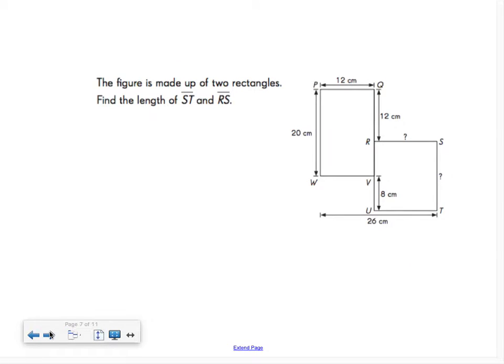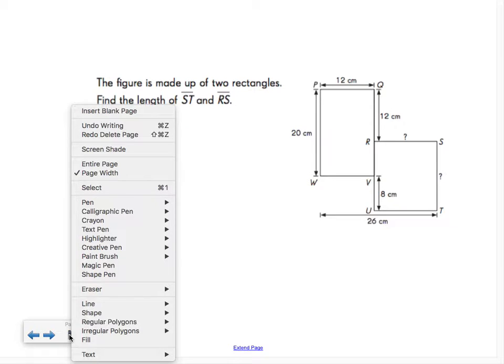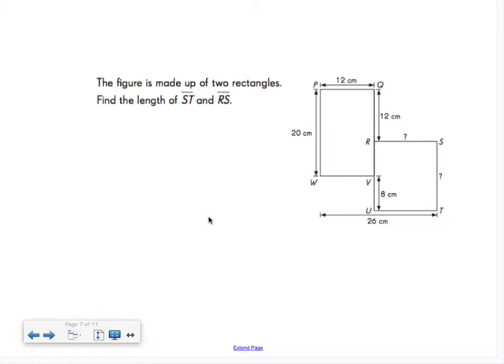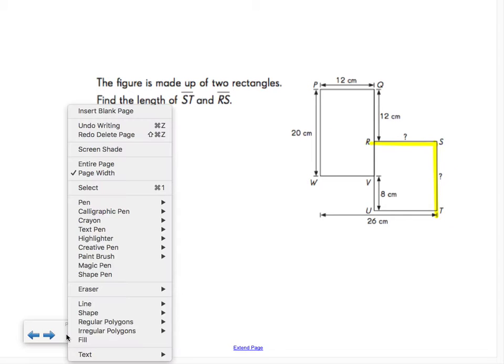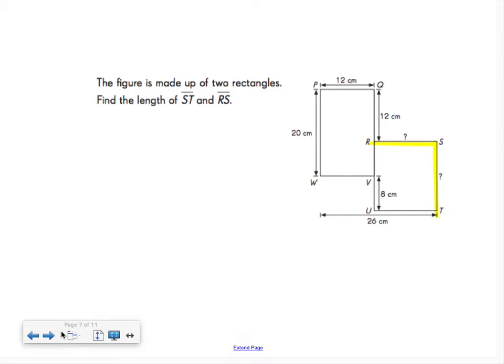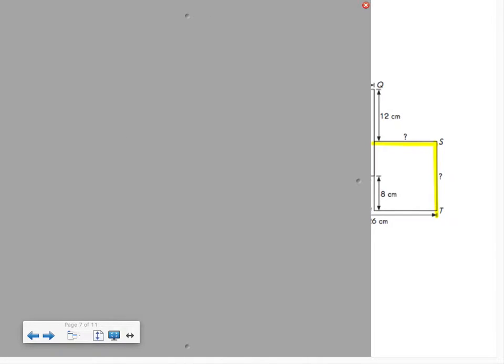This figure is made up of 2 rectangles, and I can see my 2 rectangles. Find the length of ST and RS. So I'm going to get out my highlighter. ST, I have to find it, and RS. Okay. I am going to first figure out one side of this. Let me get my shade up. And I'm going to do this side first.